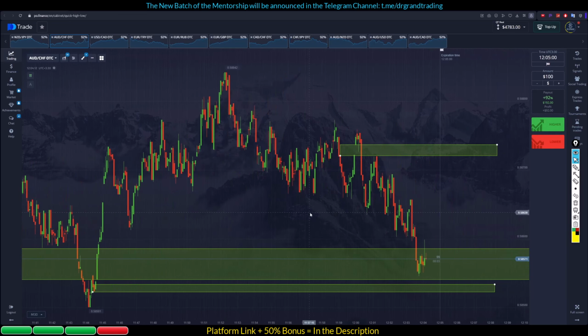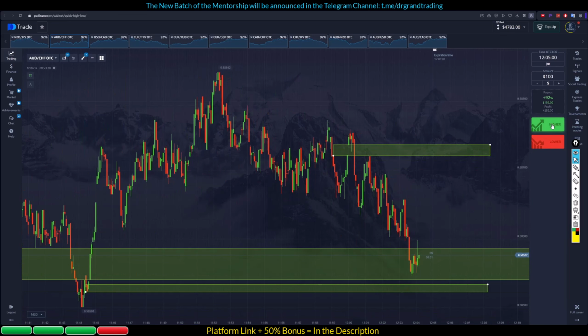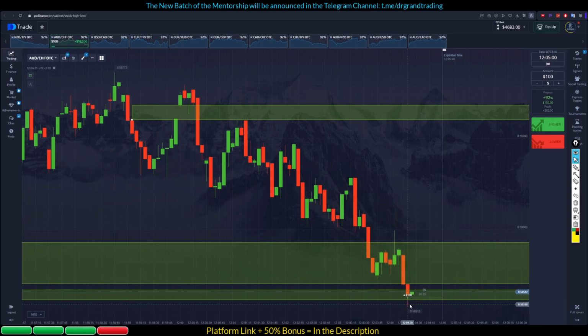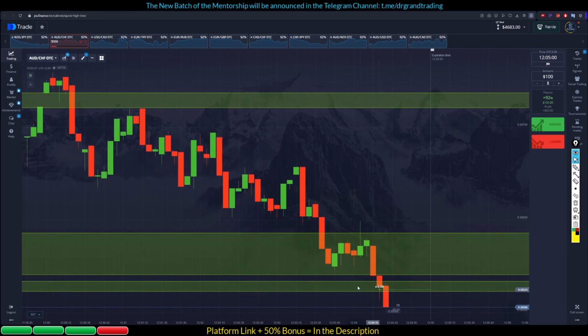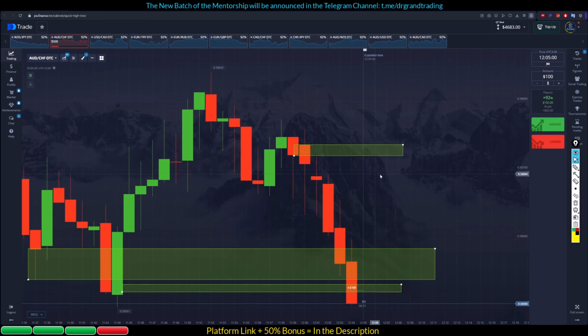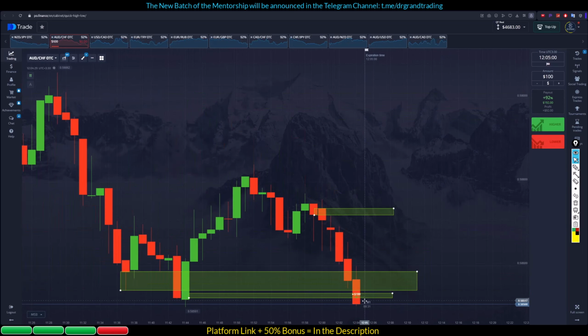Since there's no confirmation for this one, no proper entry and no 3 minute confirmation, I will only trade on my safest entry, which in this case is this area. See that? I entered right here. This is a 5-second chart, and if I go to the 1 minute, you'll see that my entry is somewhere here. Let's see.